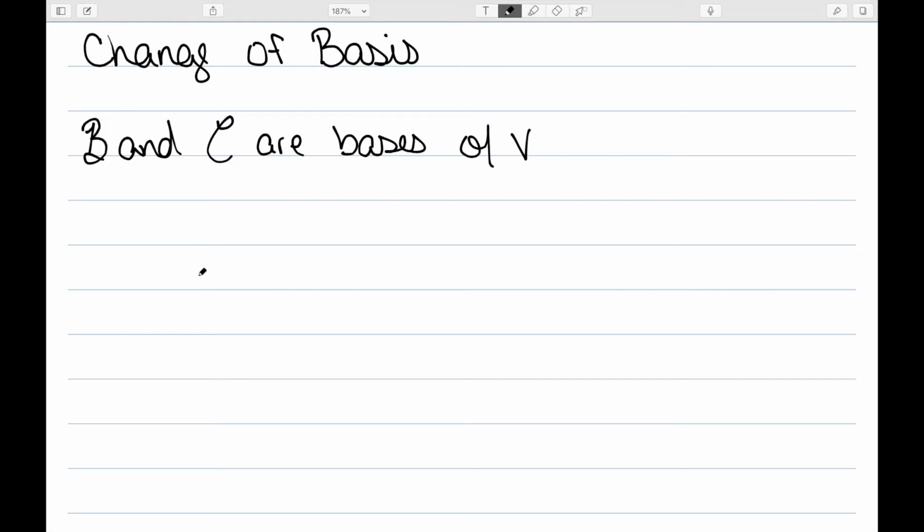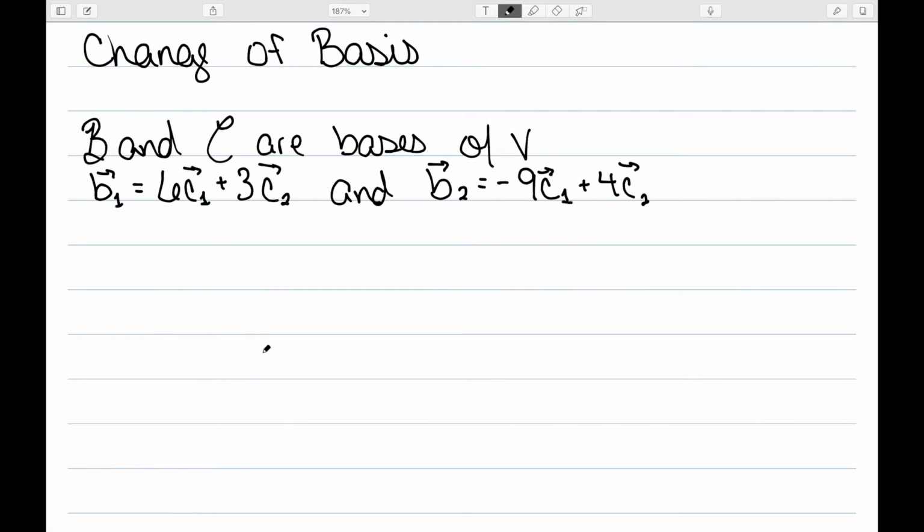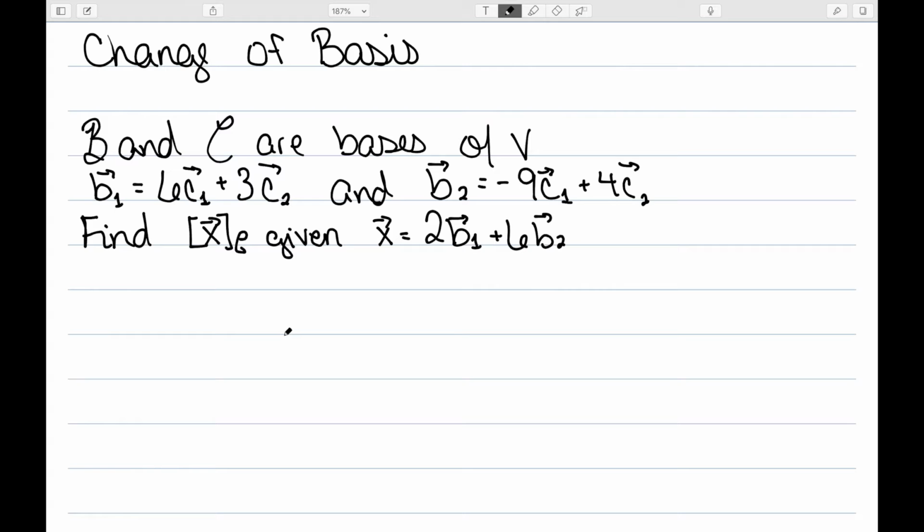Let's suppose I have two given bases of a vector space V, and we're going to call these bases B and C. I also know the relationship between them. I know that the vector B1 is equal to 6C1 plus 3C2, and B2 is equal to minus 9C1 plus 4C2. I want to find the coordinate vector of x with respect to C, given that x is equal to 2B1 plus 6B2.